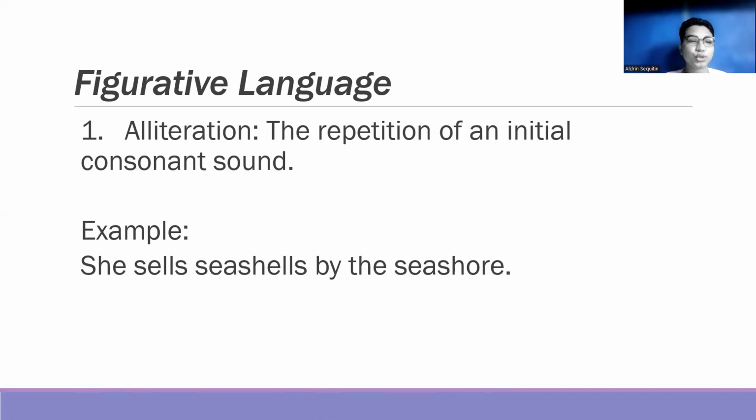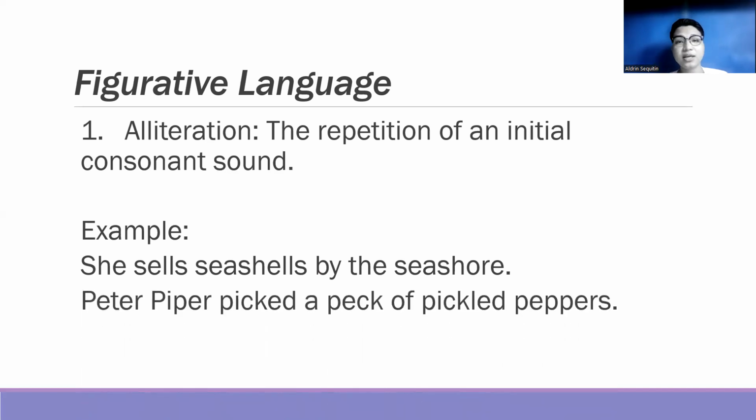So we use alliteration in the tongue twister "She Sells Seashells by the Seashore." And also in the tongue twister "Peter Piper picked a peck of pickled peppers." Okay, so in here alliteration is being used. On the first example, the S sound is being repeated. And then on the second example, the sound of P is being repeated.